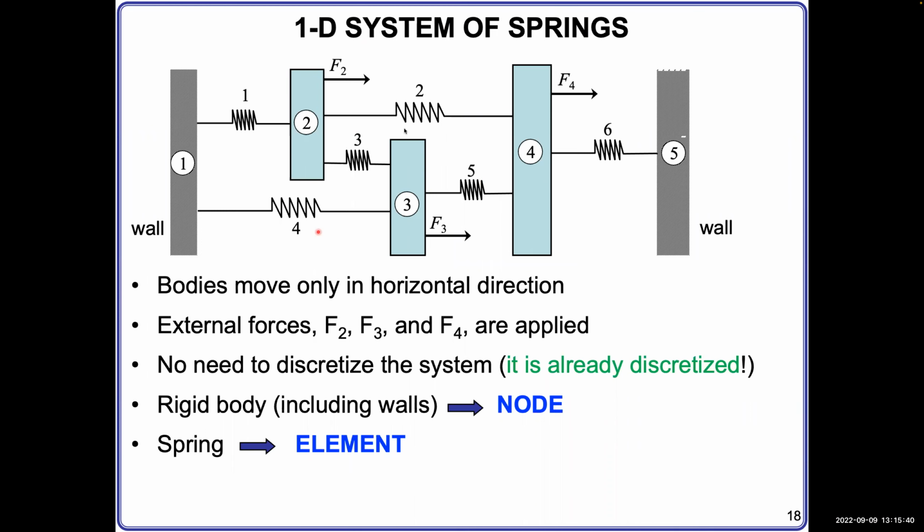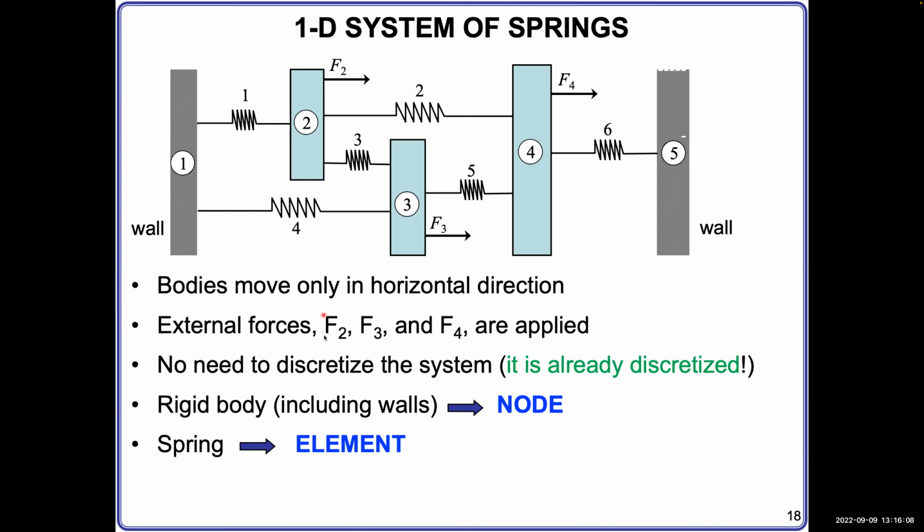Now, in this 1D system, there are several things we need to know. Firstly, because it's 1D, all the bodies, including nodes and elements, only move in the horizontal direction. They cannot move vertically. External forces F2, F3, F4 are applied, and they are also in the horizontal direction.